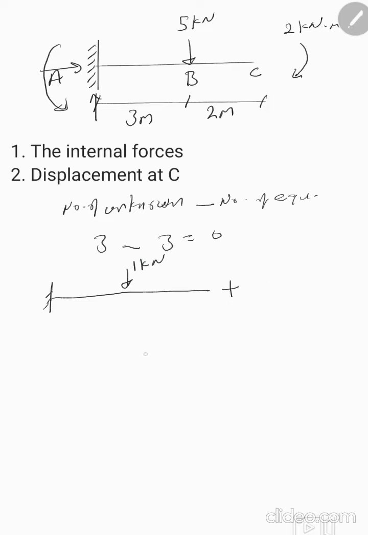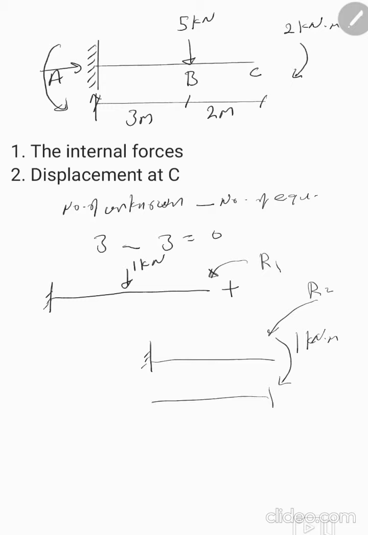plus the other force or moment, which is 1 kilonewton times meter, because this is the moment. So this is called R1 and this is called R2. The dimensions are the same: this is 3 m and this is 2 m.